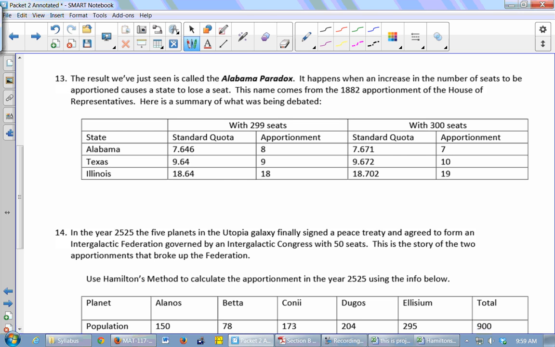It happens when an increase in the number of seats to be apportioned causes a state to lose a seat. The name comes from the 1882 apportionment of the House of Representatives, and here's a summary of what was being debated. Alabama, Texas, and Illinois, with 299 seats. Alabama got 8, Texas got 9, and Illinois got 18. When we increased to 300 seats, Alabama got 7, Texas got 10, and Illinois got 19. So Alabama lost a seat, even though there was an extra seat now to give out.